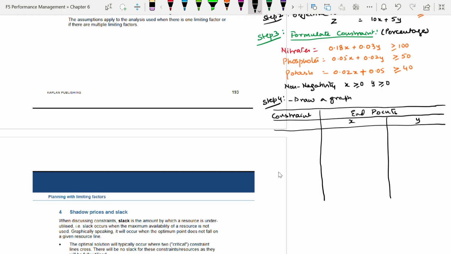What is 0.18x plus 0.03y equal to 100? Now, X is 0. If X is 0, what will happen? Y equals how much? Y equals 100 divided by 0.03.